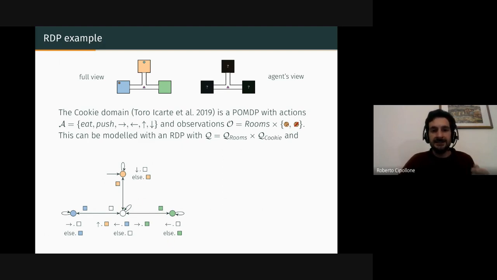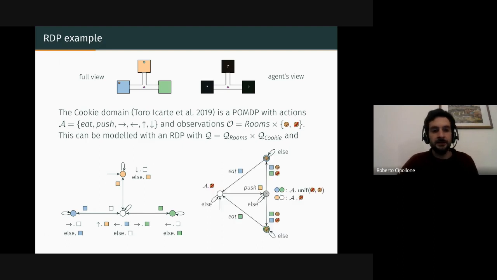The interesting bit is the cookie component. This one can be produced with another automaton that we can compose later, where at the beginning, we are in this state. That means there's no cookie. So for any action, no cookie deterministically. Then if we have pushed the button in the orange room, we go into an uncertain state where a cookie might appear as soon as we enter one of the two rooms.